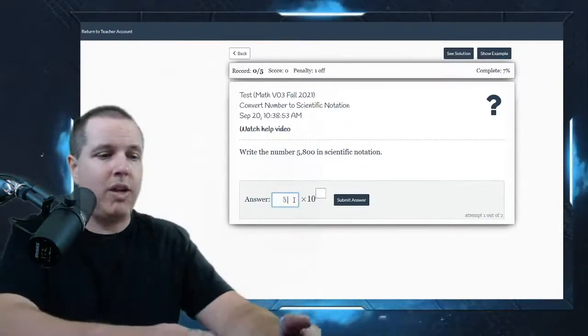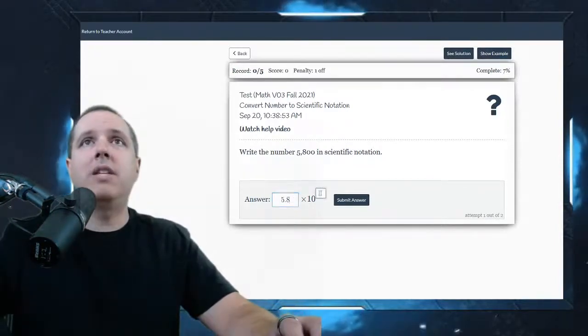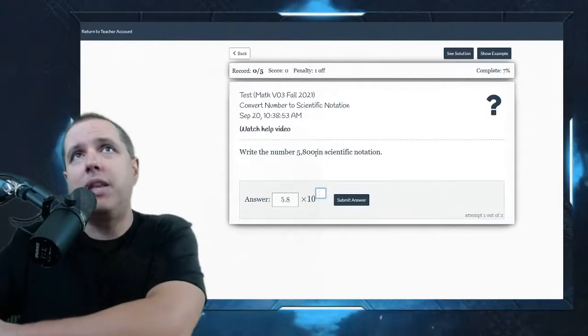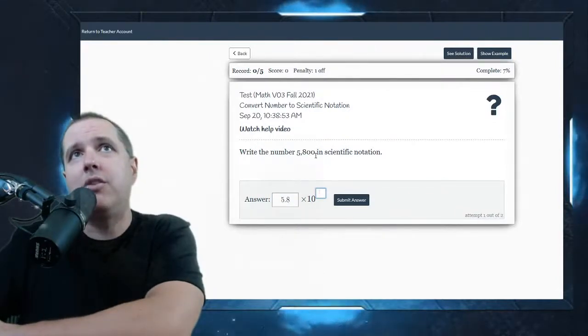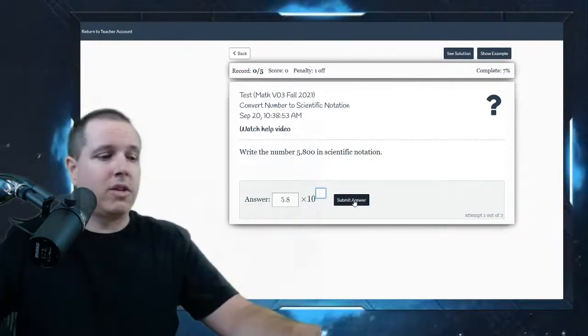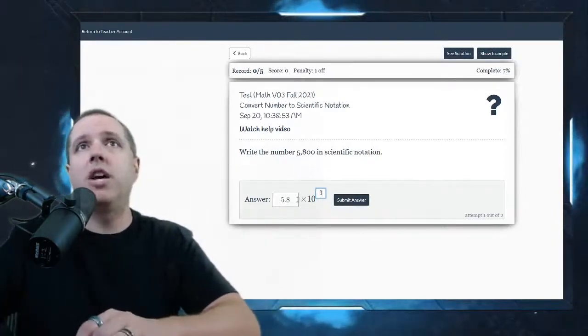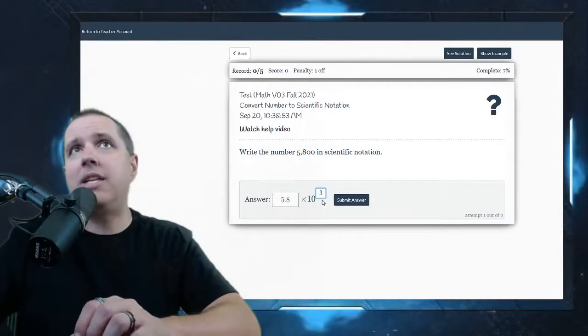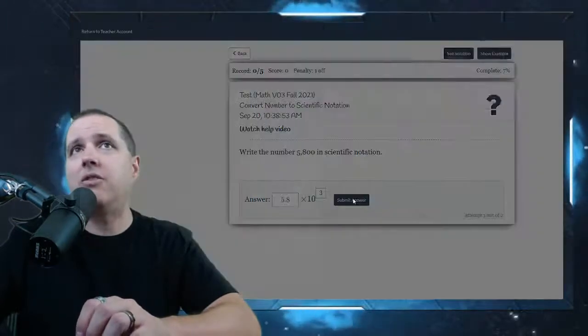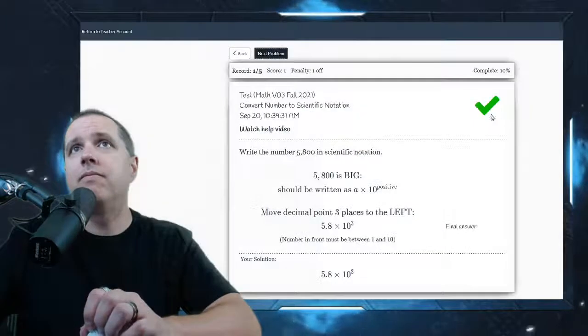So 5.8 times 10 to the, now we have to ask ourselves, how many places did I move the decimal, where it went from here to between the 5 and the 8? 1, 2, 3. So it's going to be times 10 to the third. If I take 5.8 and multiply it by 10 3 times, I get 5,800. And there we go.